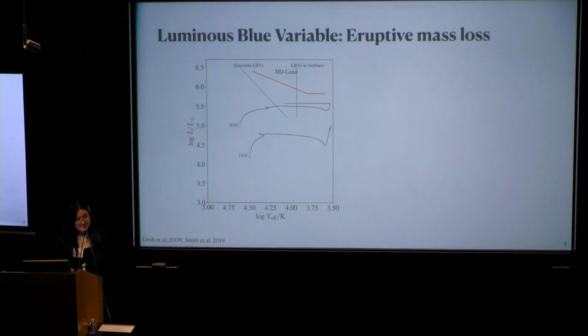If we move to higher masses, we actually become luminous and blue and variable. So luminous blue variables, and they exhibit eruptive mass loss. So here I show the same HR diagram, but now you may notice there are 3 additional tracks. So there's quiescent LBVs and LBVs in outburst. So these are the luminous blue variables that either are or are not erupting.